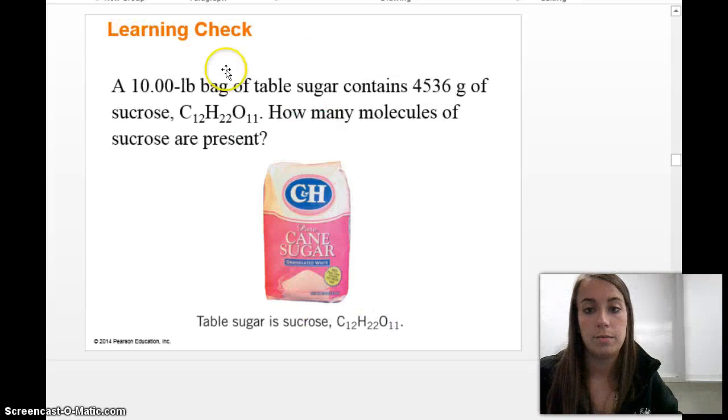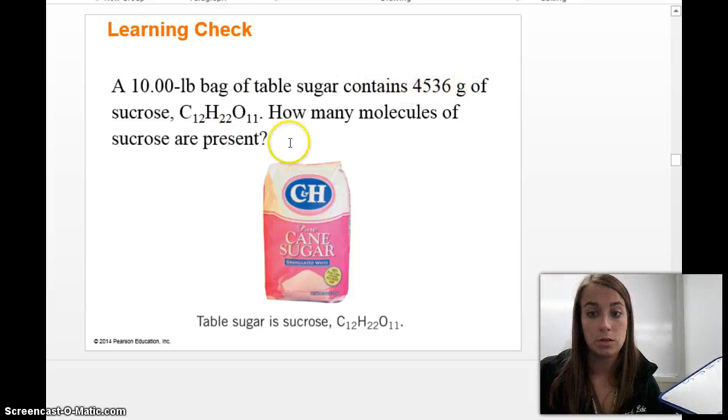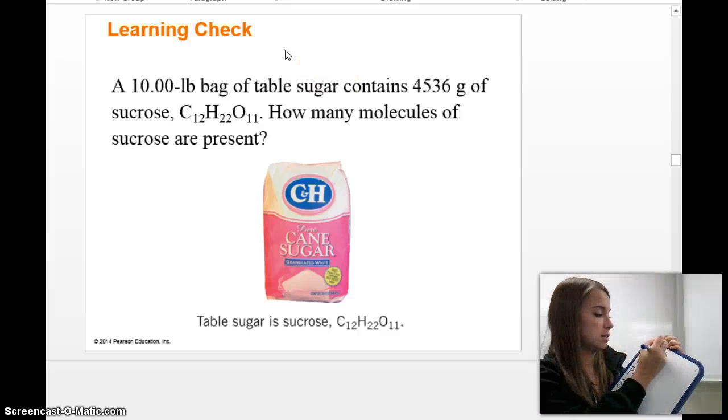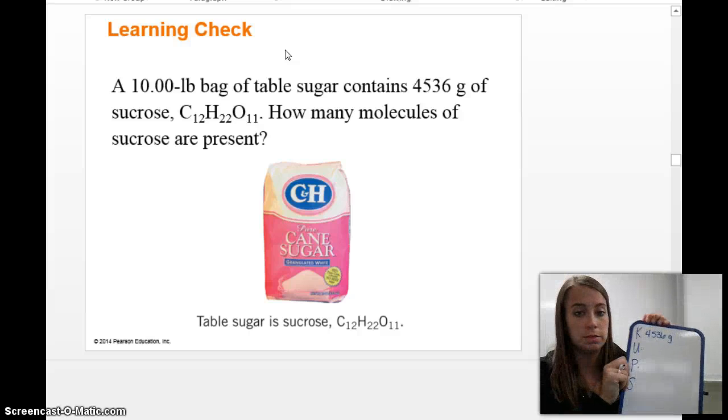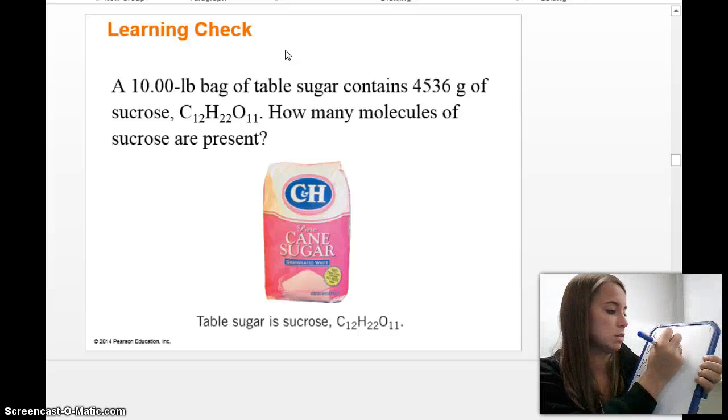A 10-pound bag of sugar contains 4,536 grams of sucrose, C12H22O11. How many molecules of sucrose are present? This is going to be a multi-step problem because we're going from grams to molecules, and whenever you're doing that, you have to go through moles first. So my known is the mass, 4,536 grams. My unknown is how many molecules.